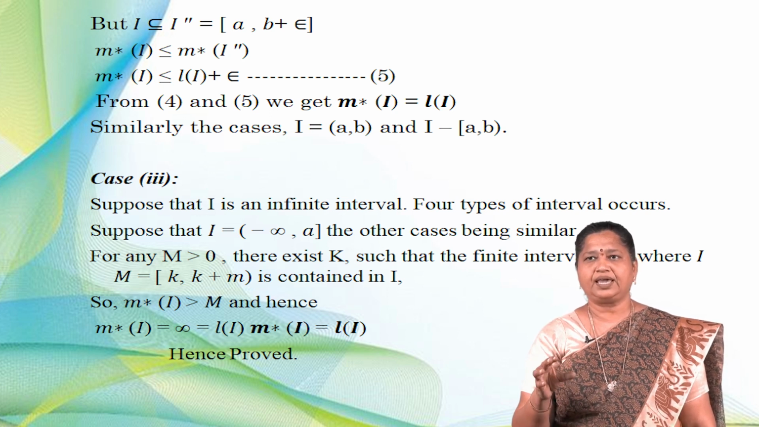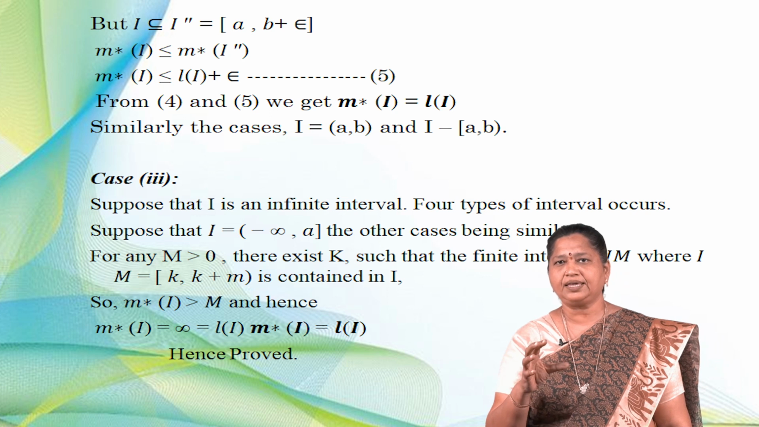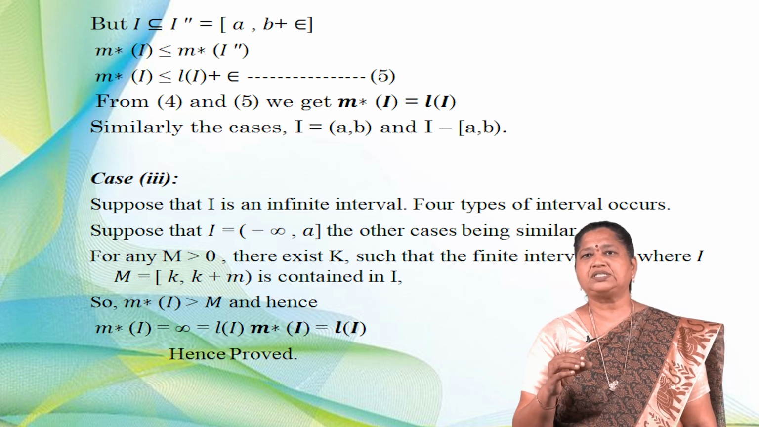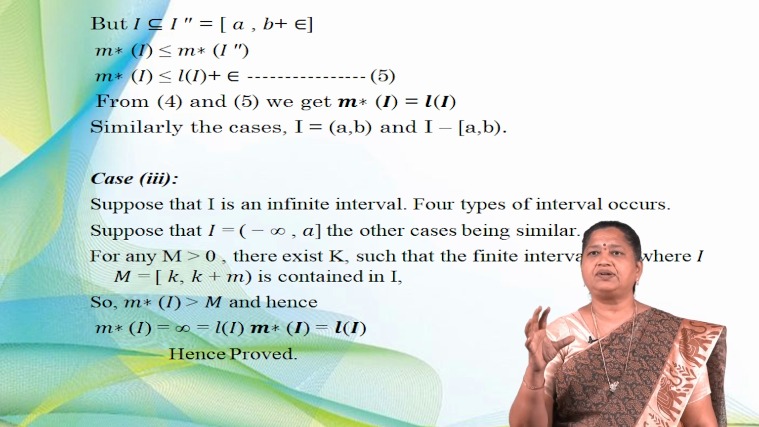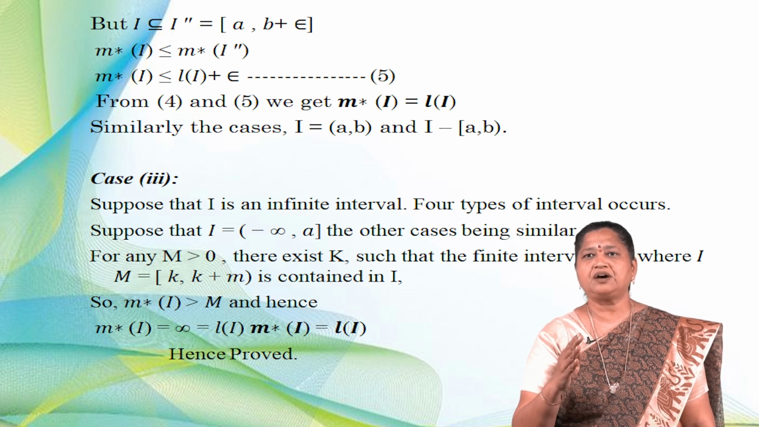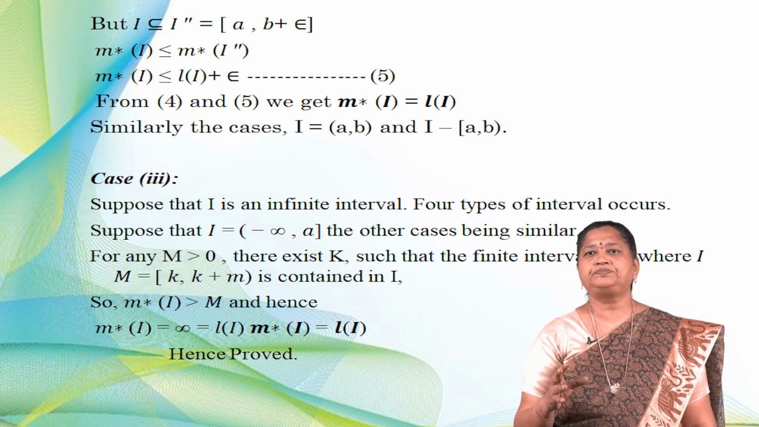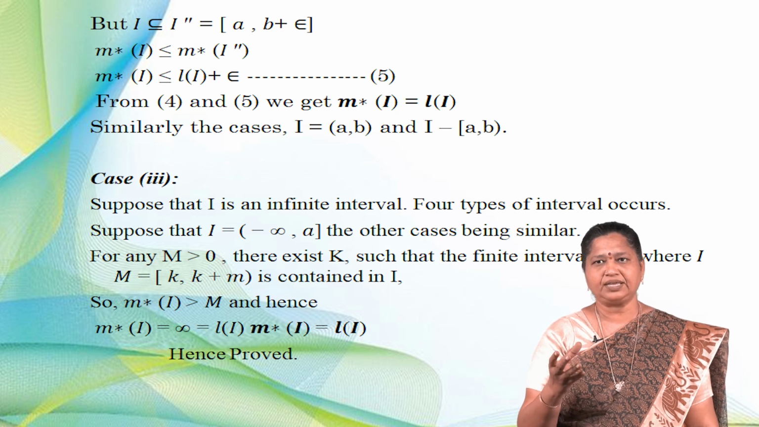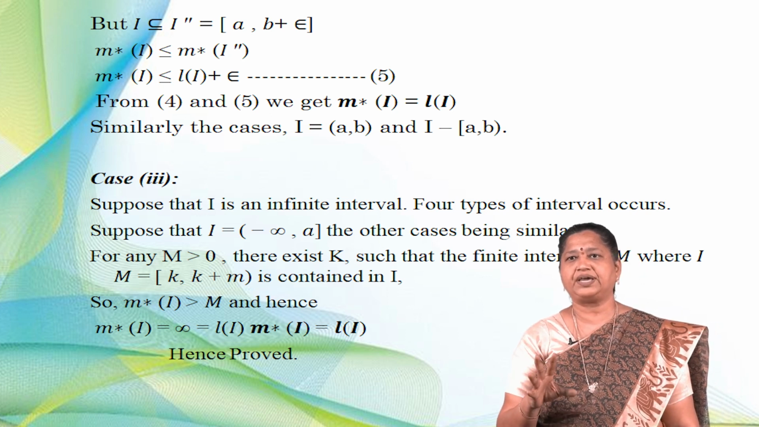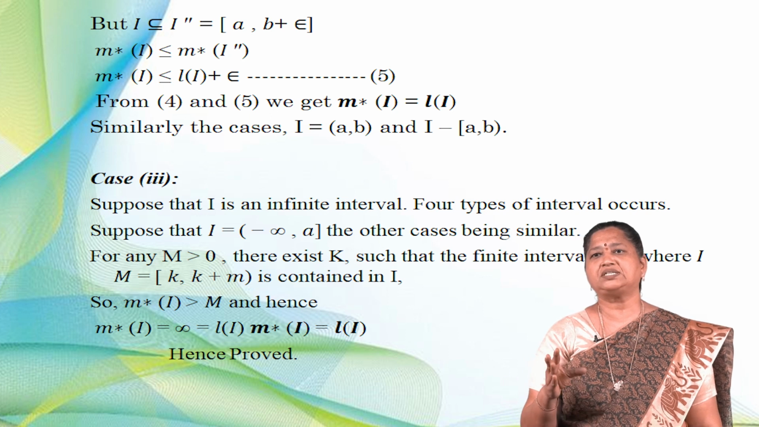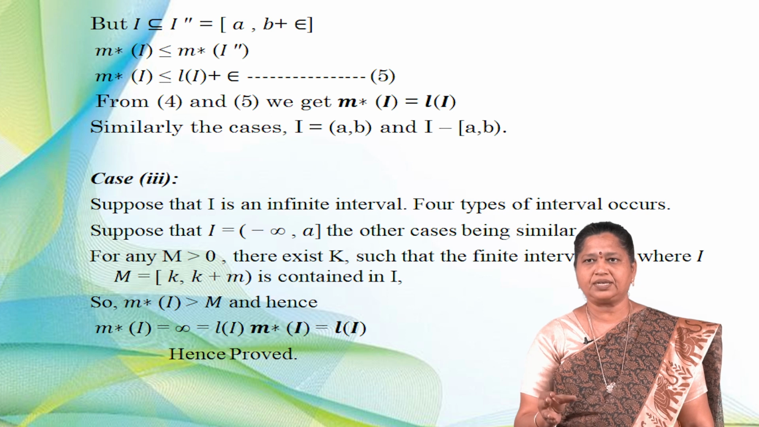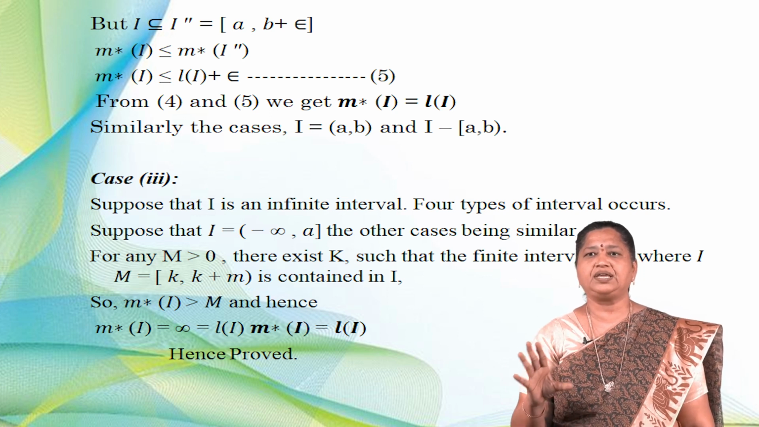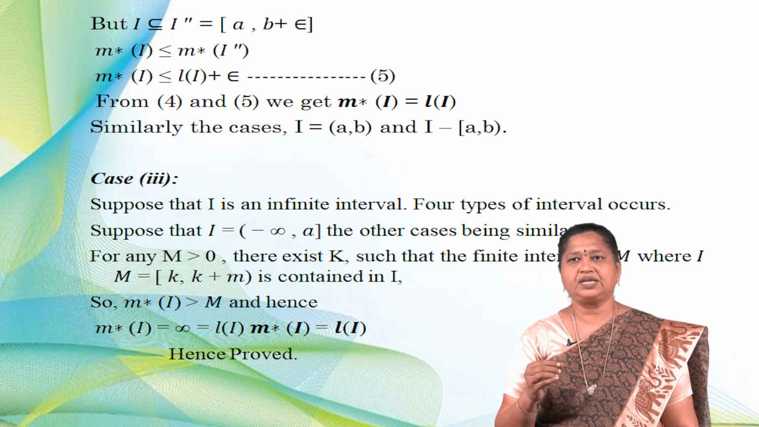So there exists k such that the finite interval I_m, which is the half-open interval [k, k+m), is contained in the interval I. So m*(I) is greater than any M, and hence m*(I) is equal to infinity, that is equal to L(I). So m*(I) is equal to L(I). From this we say that the measure of the interval is equal to the length of the interval. That is the proof. Hence the proof.